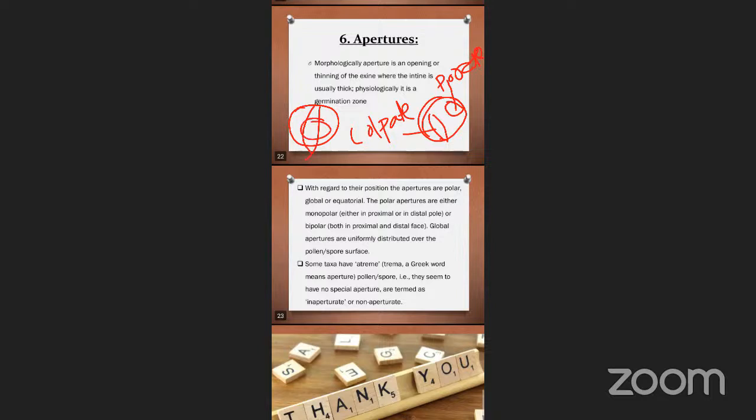In this aperture also, we can give the number of apertures. For example, if three pores are present in this pollen grain, this is called triporate. Tri means three. If four are present, tetraporate. If five or more are present, this is called pentaporate or polyporate condition.